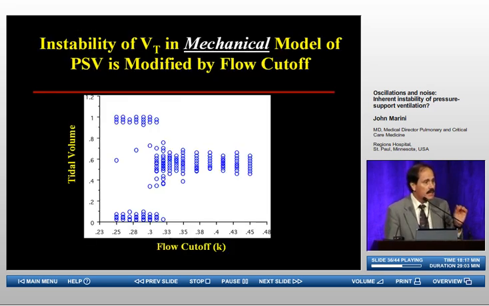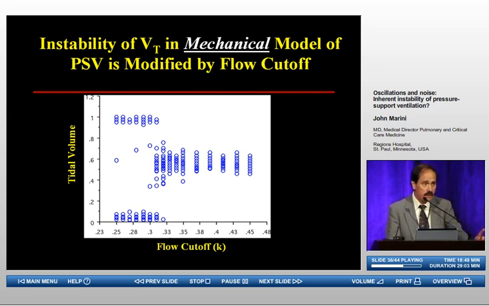This is in a mechanical model in the laboratory. It's not just theory. This is a model that is being methodically given the same effort and looking for the responsiveness to pressure support ventilation. And as the flow cutoff is varied from 0.45 to 0.3, you get now oscillating behavior in terms of tidal volume. And it's quite interesting to watch this in the laboratory as it develops.